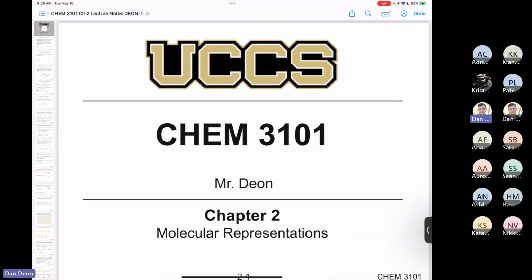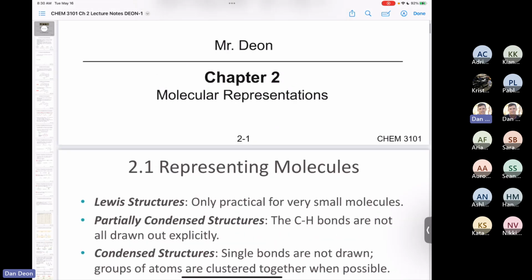All right, Chemistry 3101. This is Chapter 2, Molecular Representations. We've already covered bond line structures in the first chapter, and we're going to get into those in more detail in this chapter. We're also going to talk more about partially condensed structures and look at formal charges a little bit more and things of that nature.